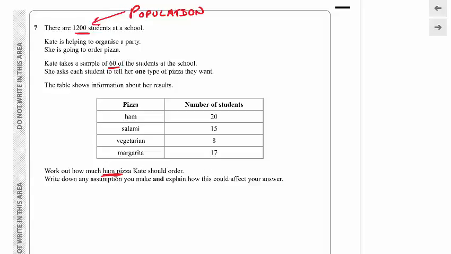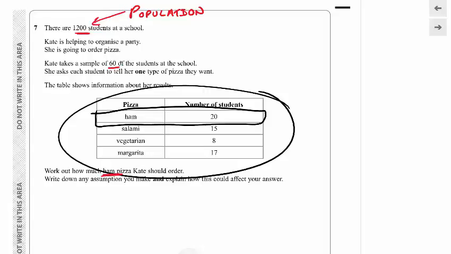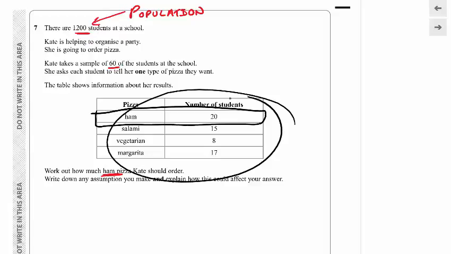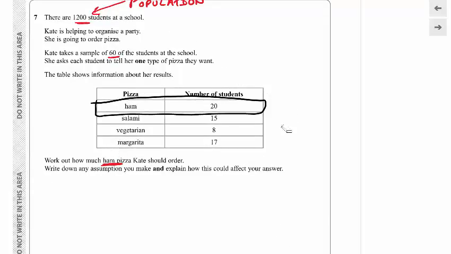So we just want to look at this row here, because we only want to look at how much ham pizza she has to order. Well, this whole table represents how many students? It represents 60. If she ordered 20 ham, 15 salami, 8 vegetarian and 17 margarita pizzas, that would cater for 60 students, but she needs to cater for 1,200 students. So how many lots of this amount is she going to need?